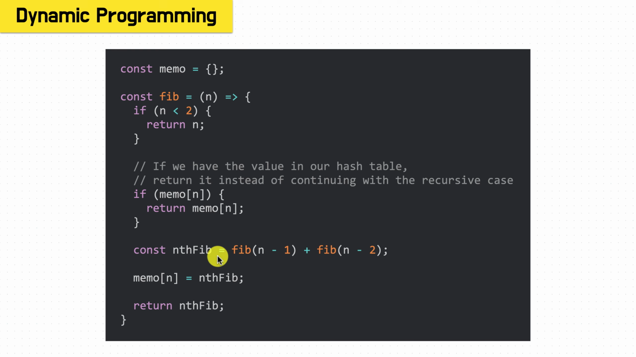If we haven't calculated the nth Fibonacci number yet and stored it in the memoization hash table, then we need to do this the very first time. So we calculate the nth fib by calling n-1 and n-2 in the Fibonacci function, and then we store it in the hash table. Then after it's stored, we simply return it to the function that called it for the first time.